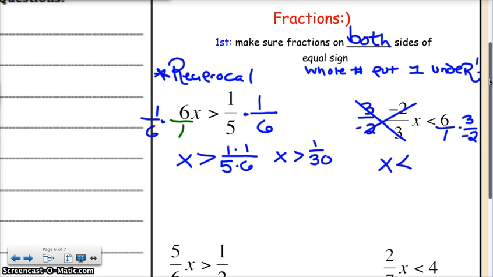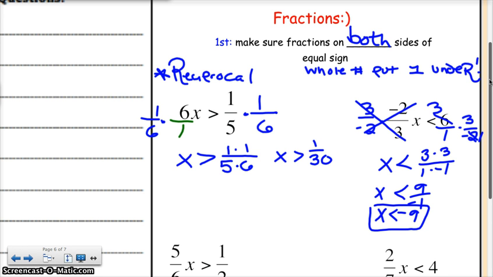going to cross simplify. 6 and 2 share a factor of 2, so it's actually -1 on the bottom there. So it's top times top over bottom times bottom. X is less than 9 over -1. X is less than -9.